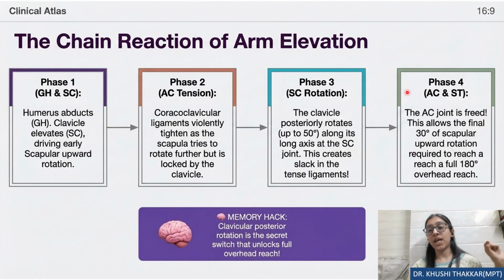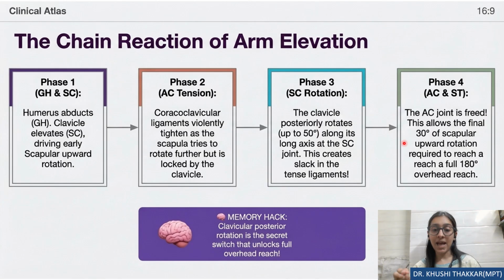And phase 4 ends at the acromioclavicular joint and the scapulothoracic joint. Now the acromioclavicular joint is freed due to the taking up of slack. This allows the final 30 degrees of scapular upward rotation, and this is required to reach a full 180 degrees overhead movement. Just imagine if the clavicle doesn't rotate posteriorly. Will you be able to complete the entire range of motion? Absolutely no. So each joint contributing at the right time in the phase of abduction or flexion, that is overhead activities, is very important.